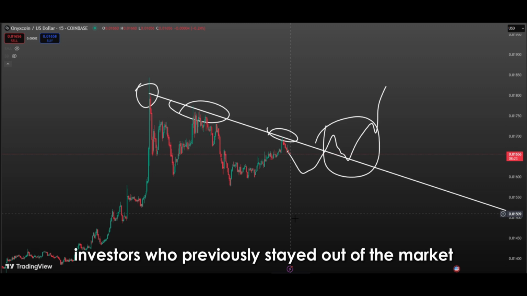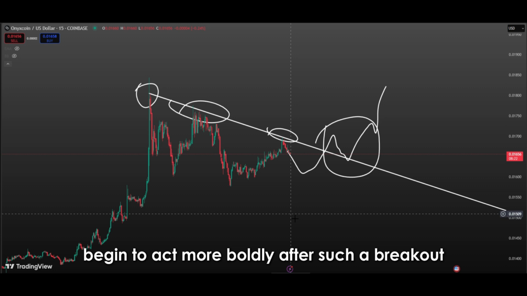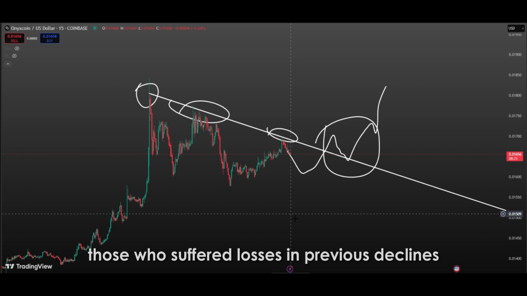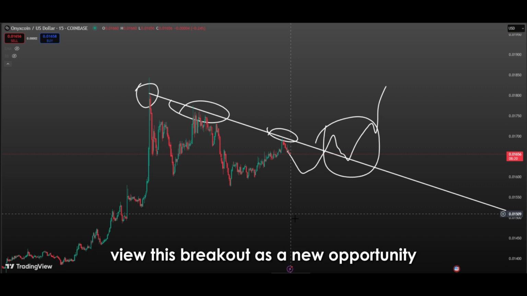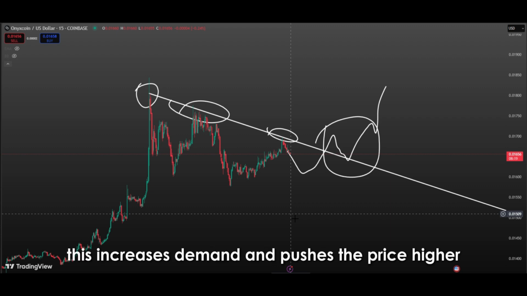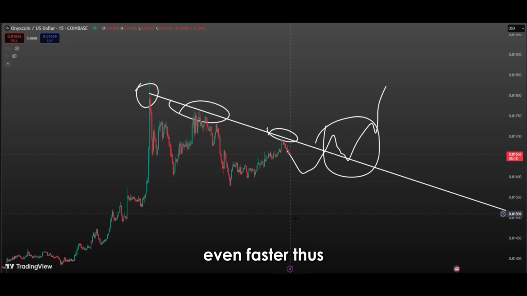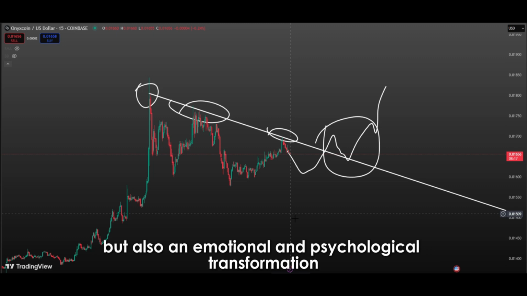Additionally, the break of descending trend lines creates a significant shift in investor psychology. Investors who previously stayed out of the market due to falling prices begin to act more boldly after such a breakout. Especially those who suffered losses in previous declines or missed out on the early stages of the rally viewed this breakout as a new opportunity and enter the market. This increases demand and pushes the price higher even faster. Thus, the breakout triggers not just a technical shift, but also an emotional and psychological transformation.